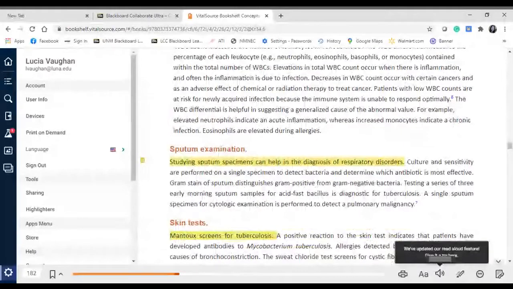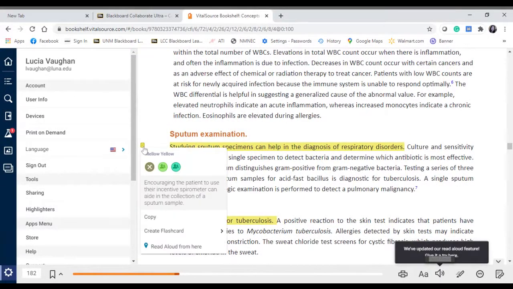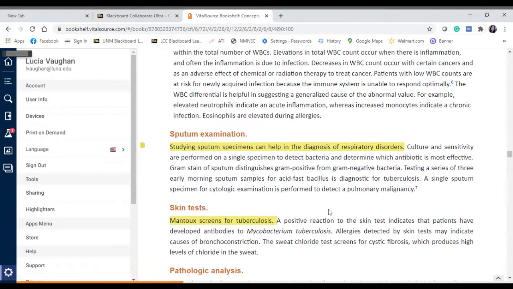Sputum specimens can help in the diagnosis of respiratory disorders. If I need to collect a sputum specimen, I could have the patient use their incentive spirometer to get those deep breaths in and aid in the collection of a sputum sample.